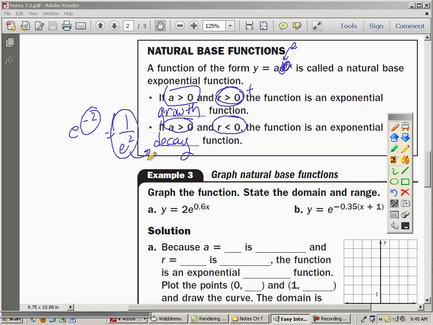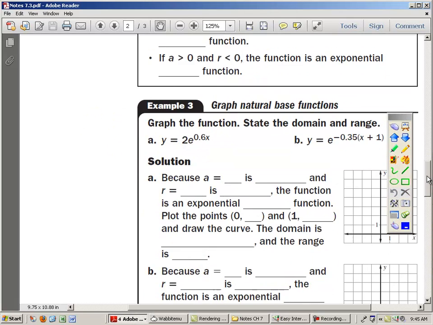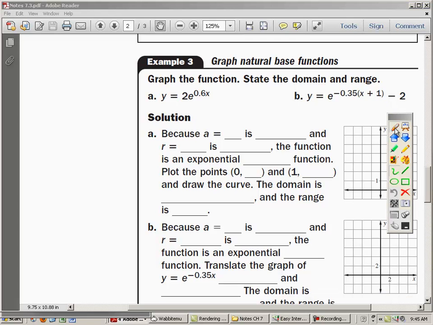All right, so let's take a look at a couple examples here. Let's graph a natural base function. Let's start with y equals 2e to the 0.6x. All right. Now, since a is equal to 2, and that's a positive number, and in this case the r is equal to 0.6, and that's also positive, the function is going to be an exponential growth function.